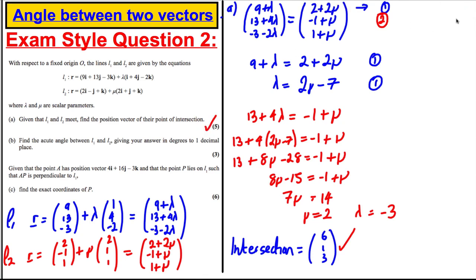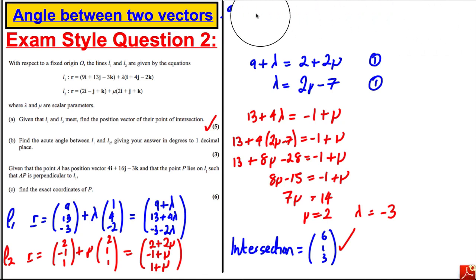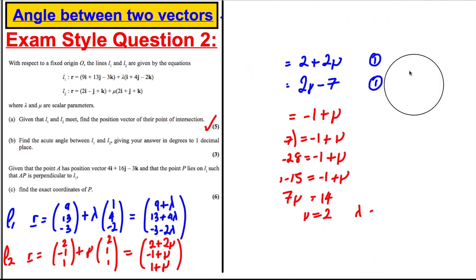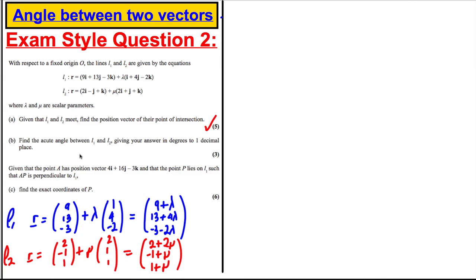Let's do part B. I'm going to rub this out and do part B. Now, part B asks us to find the acute angle, so let's make sure we highlight the word acute, between line 1 and line 2. Give your answer to 1 decimal place. So we're dealing with the direction vectors, that's what we care about. So we're going to write down our formula that we're going to use.